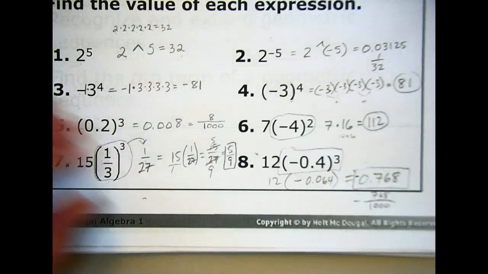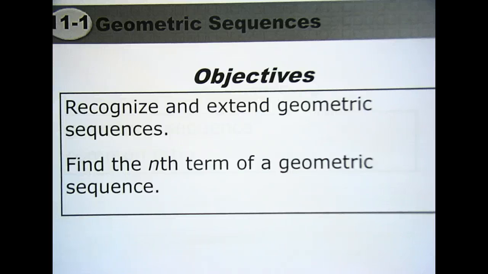Okay? All right. Hey, so geometric sequences. Here are our objectives, our learning goals. Get those down there. 11-1 is not our book section. This is not in our textbook. So that's why we're using a different set of stuff here.